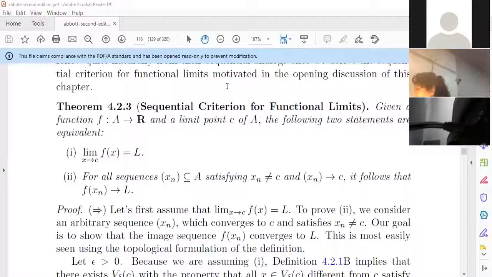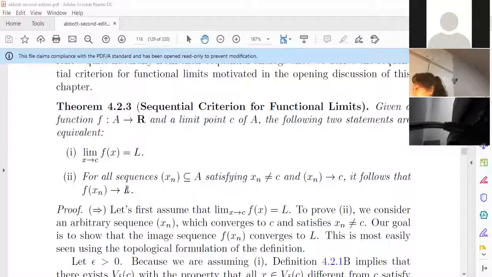So it's an equivalency of limits. It says, given a function, as we had usually, from set A to the real numbers, and a limit point, the following are equivalent. The limit equals L, or for all sequences in A with numbers that are not equal to C, none of the sequences have numbers equal to C, but they approach C, it follows that f of xn approaches L, right?